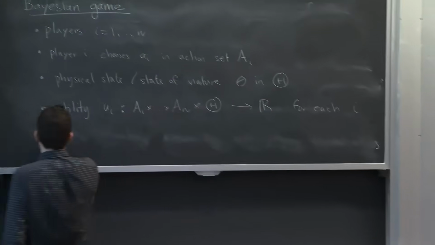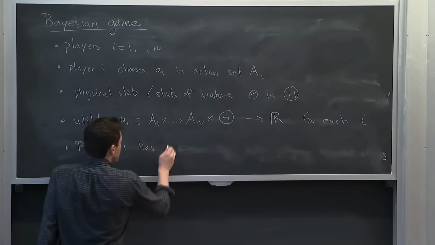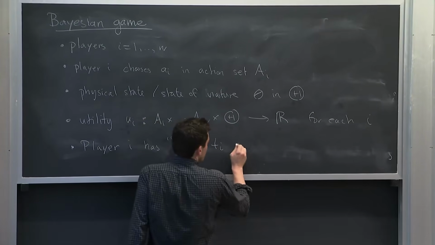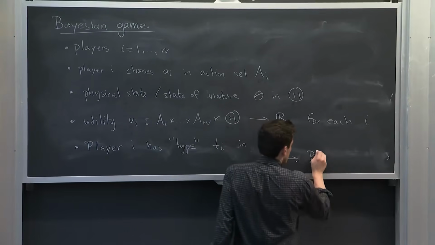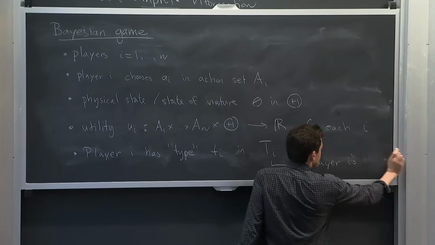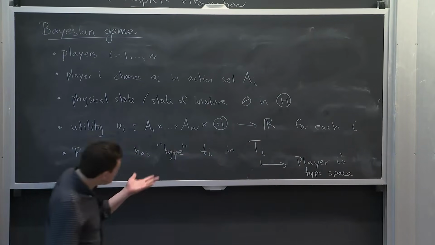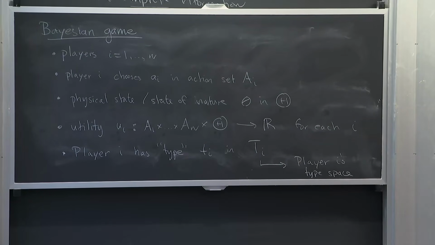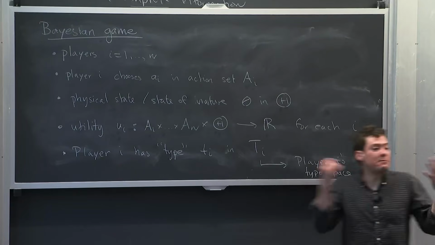So we're going to say we have player i, who has a type t_i, which is in some set capital T_i. So this is called player i's type space. And type is kind of a weird terminology, but you can say there's the type of the player who knows the state, there's the type of the player who doesn't know the state, there's the type of the player who knows the other player knows the state, but doesn't know the state. We just think of these players with different mental states as different types of players.